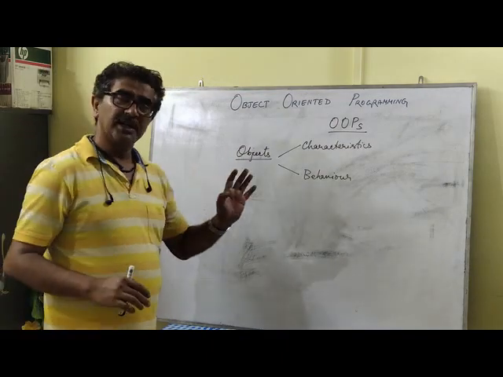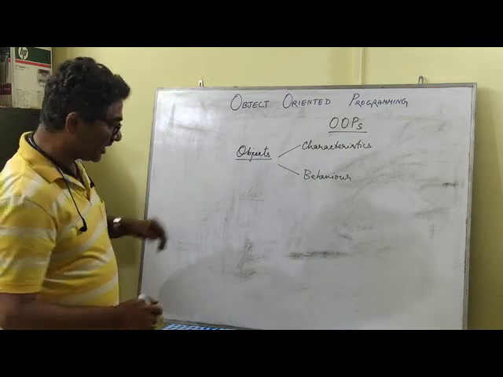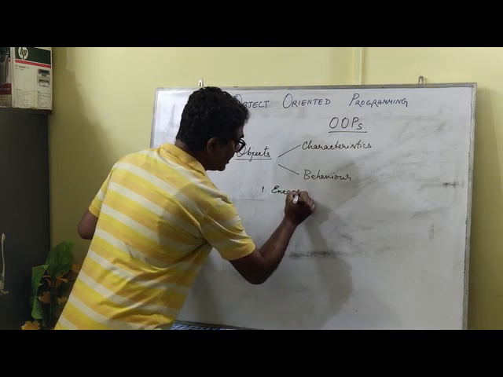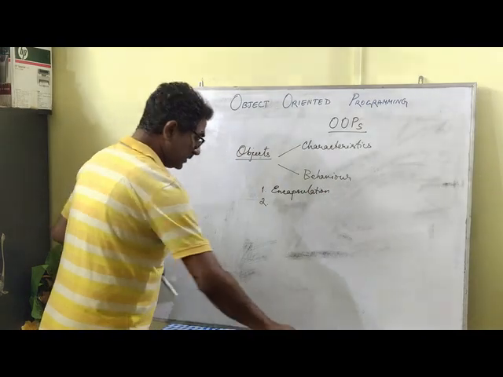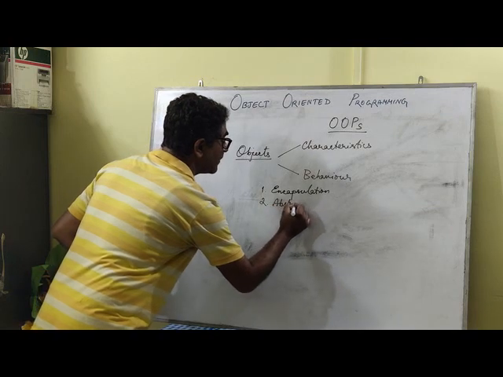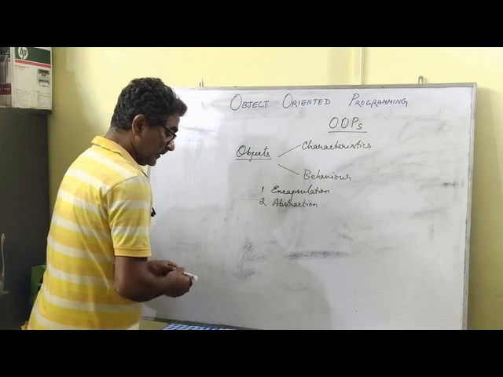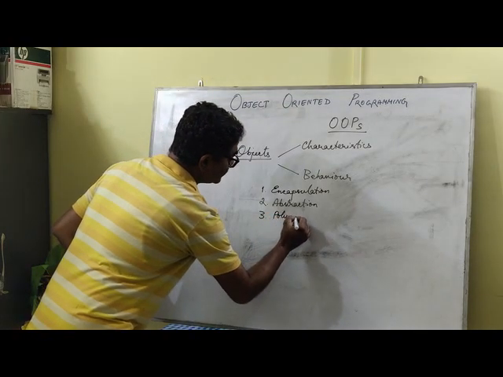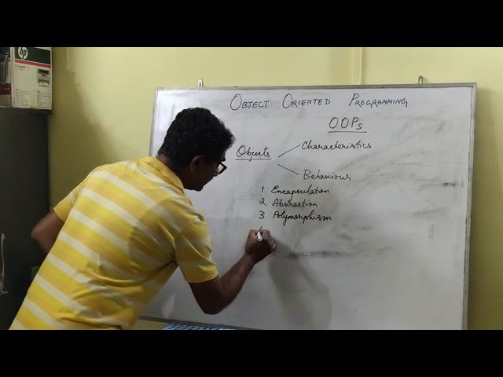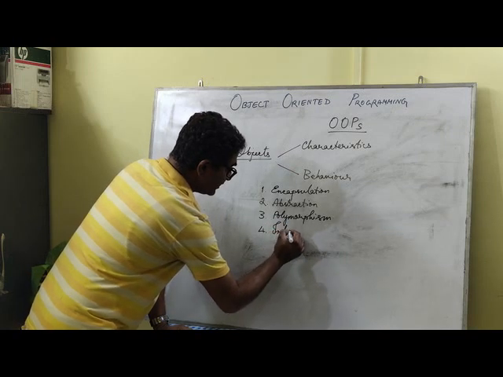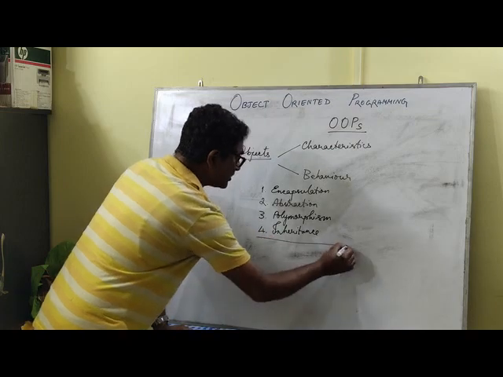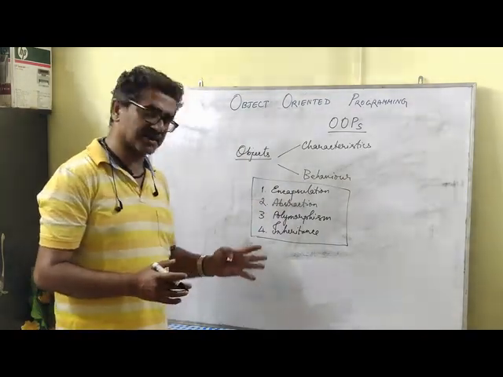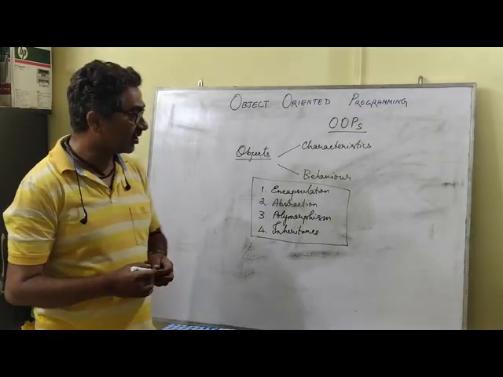Now I'm going to talk about certain principles which are related to object-oriented programming. The first principle is encapsulation. The second point is abstraction. The third point is polymorphism. And the fourth point is inheritance. So these concepts are called the principles or features of object-oriented programming. We are going to understand each one of these concepts very simply, and after that later on I am going to give you the definition for each one of these. You have to learn those definitions by heart.